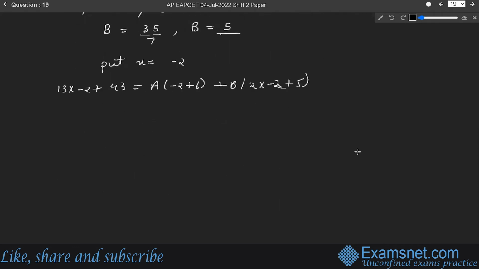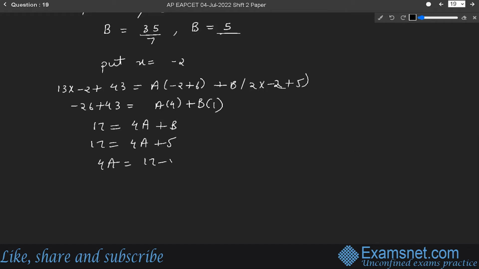So on further solving, it becomes minus 26 plus 43 is equal to a into 4 plus b into 1. Minus 26 plus 43 is 17. So 17 is equal to 4a plus b. We know the value for b. b is equal to 5. So 17 is equal to 4a plus 5. So 4a will be equal to 17 minus 5, so 4a will be equal to 12 and a will be equal to 3. Now we have both the values. b is equal to 5 and a is equal to 3.